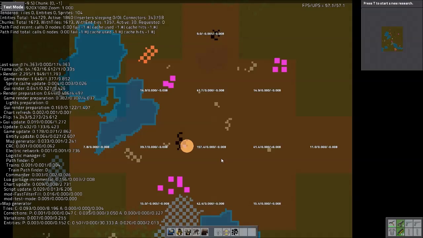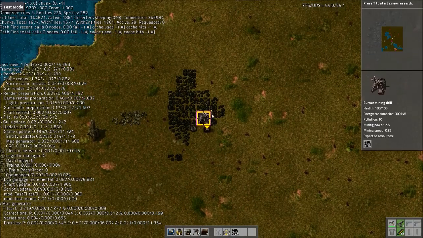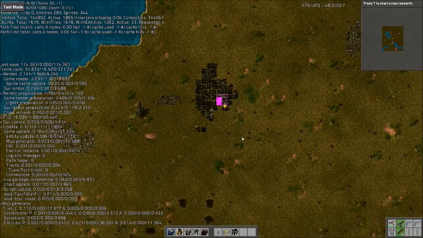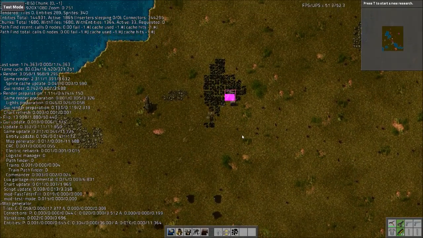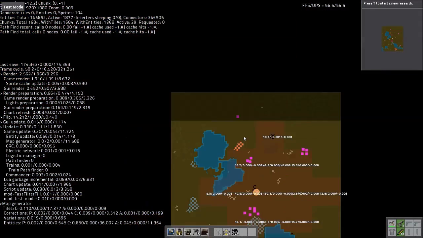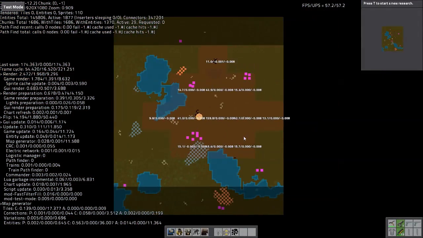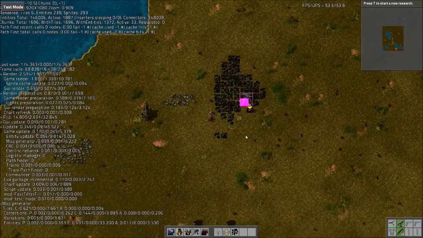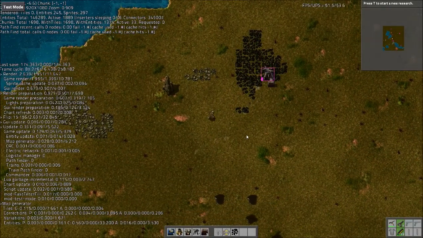But this is just with one burner miner. I mean, imagine an entire factory. I mean, it gets really high. So I hope this information was helpful. I hope you could understand it and I didn't make it too complicated.